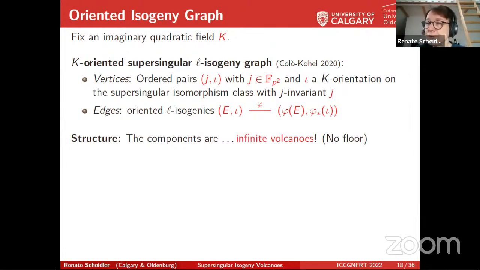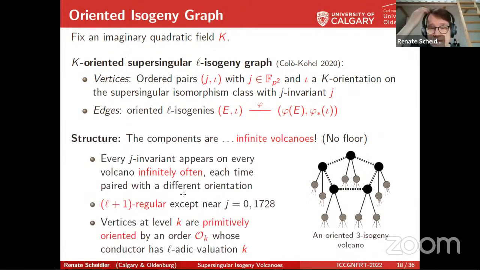Okay. And the structure of this graph, well, wait for it, drum roll, they're volcanoes. But they're infinite volcanoes. They don't have a floor. They still have a rim, and they still have the nice lava flow structure, but they're infinite. They go on infinitely often. They have infinitely many levels. And the reason is that every J invariant occurs infinitely often. In fact, it occurs infinitely often in every volcano, in every connected component. But it has a different orientation attached to it every time, because there are many, many ways to embed this quadratic field into the endomorphism ring.